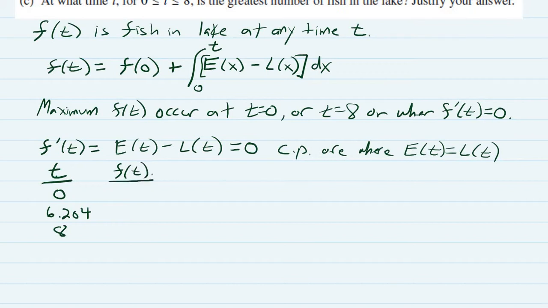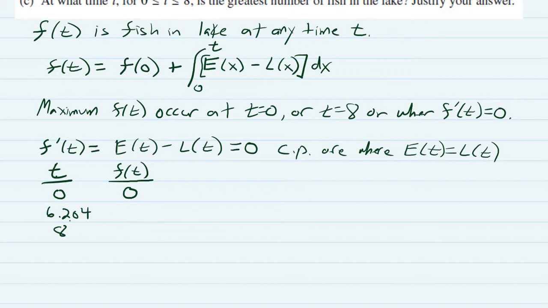Now, when I find f of t here, of course, f of 0 is going to be a constant in both of these, so it really doesn't come into play in terms of determining when the maximum number of fish are in the lake. But when I integrate from 0 to 0, that's going to be a 0, of course, and I'm assuming no fish are in the lake.